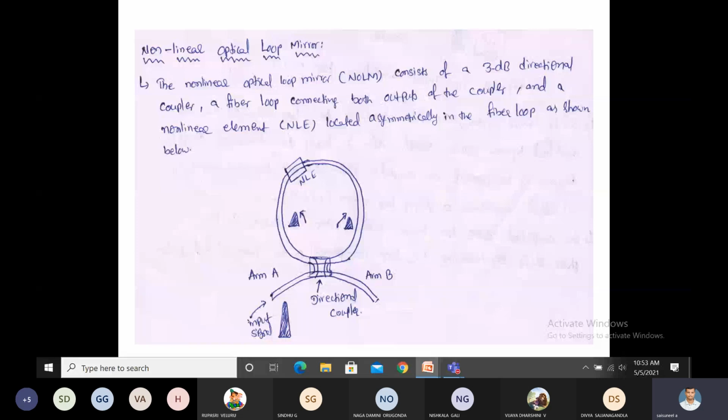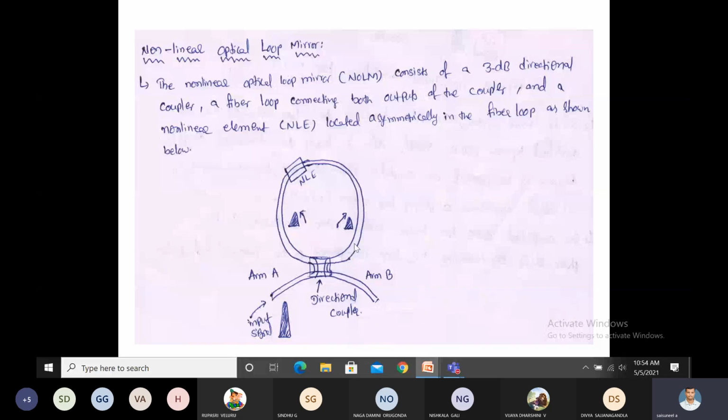Now the signal goes to the directional coupler, and the original signal splits. The power is split into 2 directions: one is clockwise, another is anti-clockwise. The power is divided into 2 parts, one in this direction, the other in this direction.